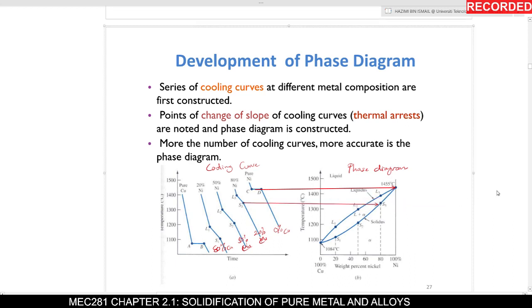Awak faham lah, lebih kurang macam tu lah. Jadi start line ni S3 pergi ke S3 sini, L3 ni pergi ke L3 sini, and then so on sampai lah yang dapat 100% copper, so dapat kat sini. Daripada situ awak buat curve dia, sebab jadilah nama dia phase diagram untuk copper and nickel.